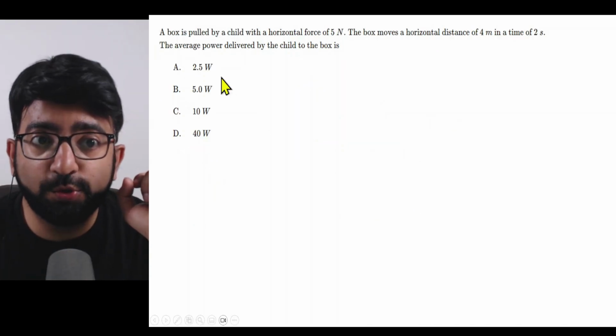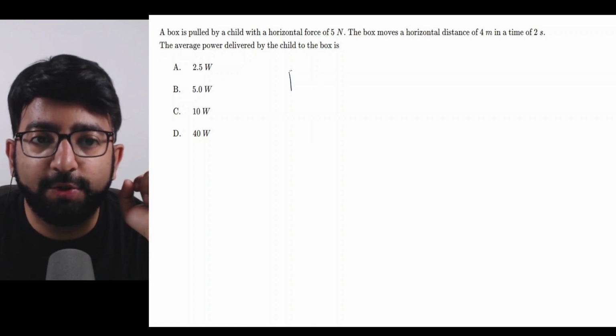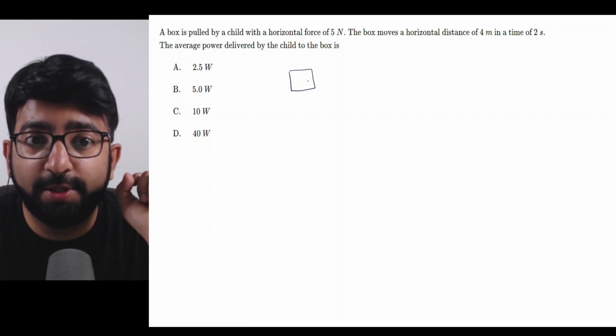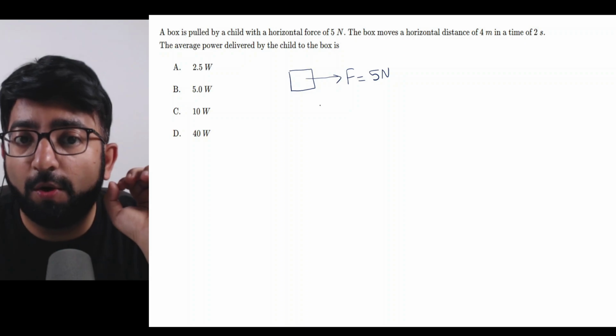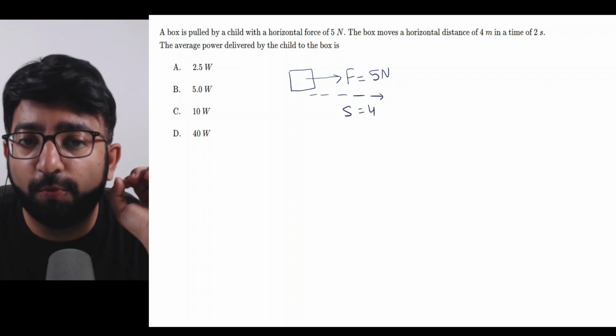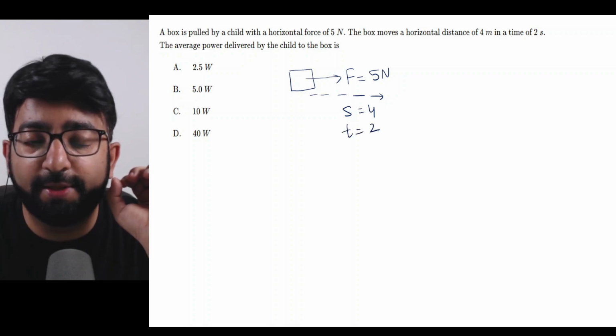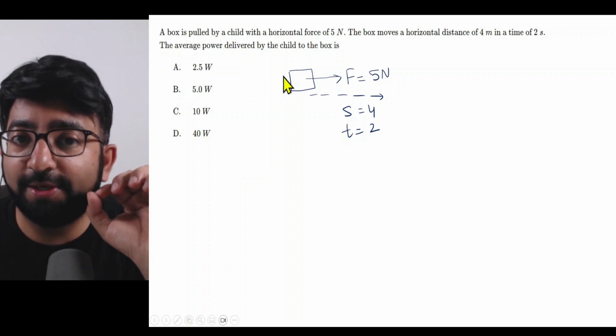Next, we have a box which is pulled by a child with a horizontal force of 5 newtons. So let's draw a diagram. Consider this is the box which is being pulled towards the right with a force of 5 newtons. The box moves a horizontal distance of 4 meters. So displacement is 4 meters and time taken is 2 seconds. We need to figure out the average power which is delivered by the child to the box.